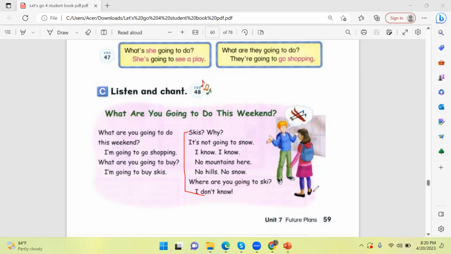Where are you going? What is this? I don't know. Skiing. Okay, very good. How about this one?